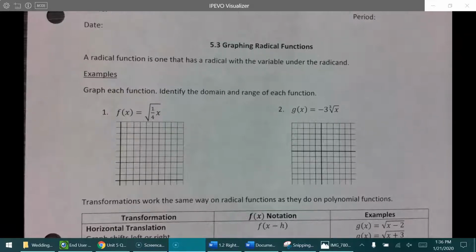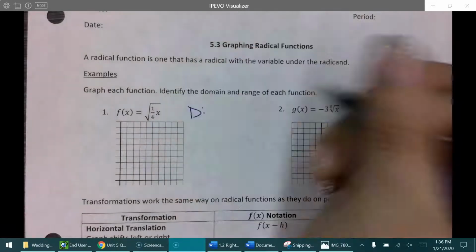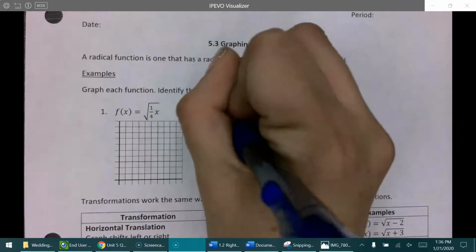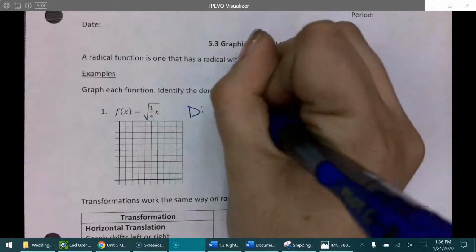Okay, so it wants me to graph the function and identify the domain and range. So, like I was telling you in the warm-up, I take the number under the radical and I set it greater than or equal to 0.